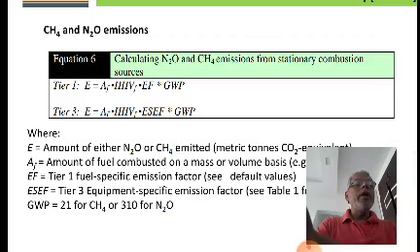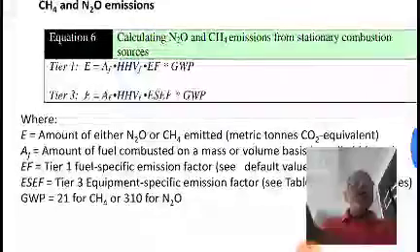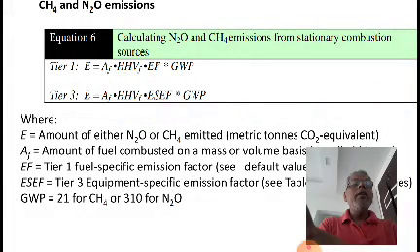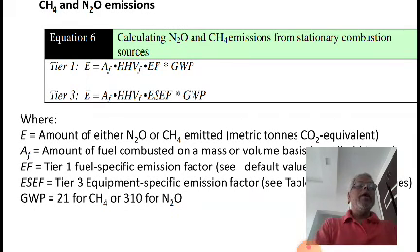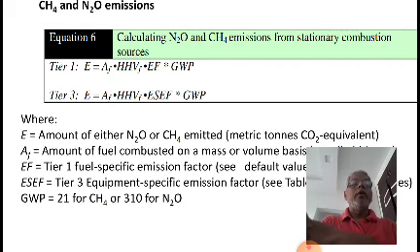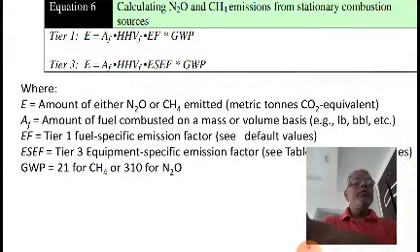Calculating the N2O and CH4 emissions for the stationary combustion sources. So this is according to tier 1 and tier 3. According to tier 1, it is equal to AF times HHVF times. Now I want to tell you again one thing, about HHV and LHV. LHV is the lower heating value. Lower heating value means the net calorific value, and the HHV, higher heating value, means the gross calorific value. So here E is the amount of either N2O or CH4 emitted.